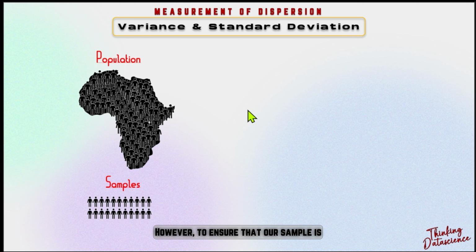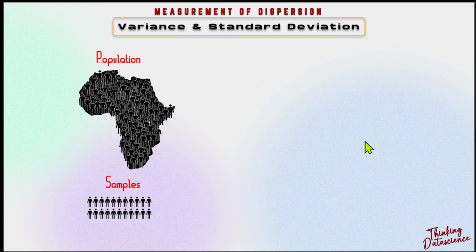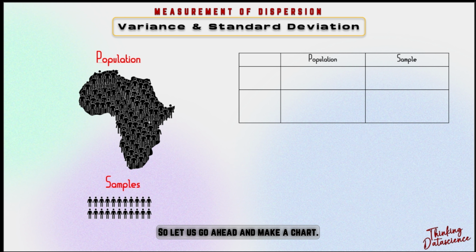However, to ensure that our sample is representative of the population, we must be careful in selecting the sample to avoid any biases. It is crucial to determine whether we are working with a population or a sample when dealing with the mean, variance and standard deviation. This is because the formulas used to calculate them differ depending on the type of data. So let us go ahead and make a chart.